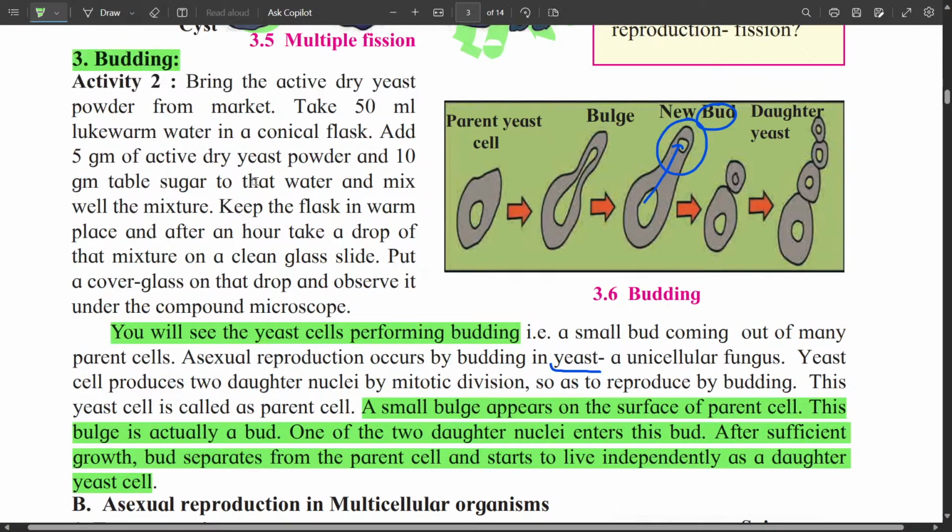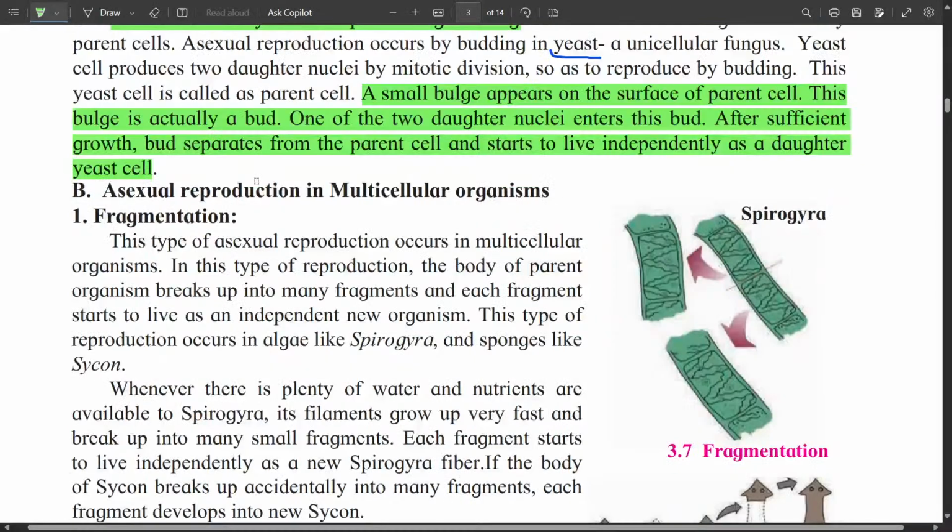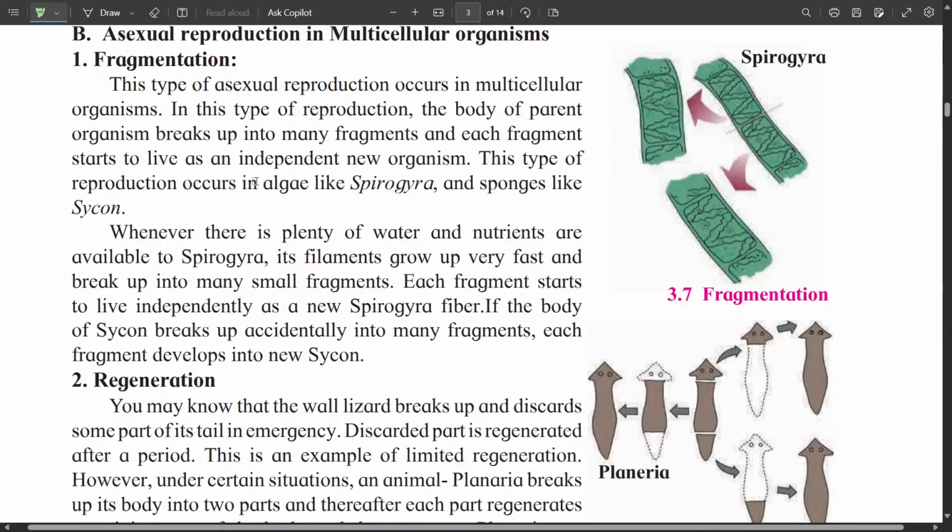So what is the difference between binary division and budding? In binary division, the cell is divided into two parts. Here an outgrowth is grown, and in that outgrowth a new nucleus is pushed, and then that outgrowth starts life as an independent organism. So this is budding. So this is the third type of unicellular asexual reproduction. Now let us see asexual reproduction in multicellular organisms.